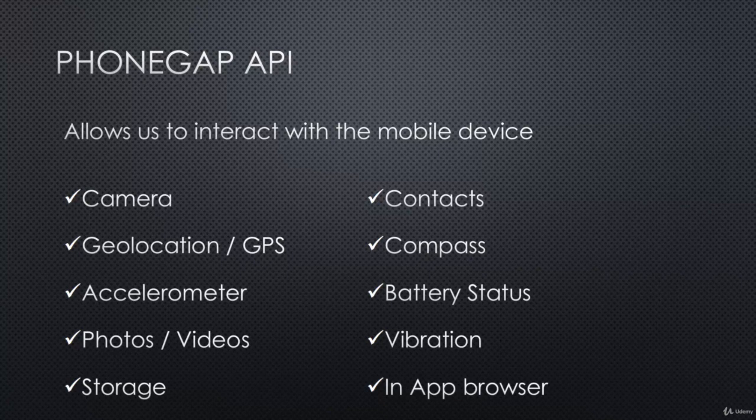We can access photos and videos on the device. We can access and use the device storage, contacts, the compass, the battery status. We can trigger vibration, and we can use the in-app browser. Okay, so these are some of the things that we can do with a PhoneGap Cordova app. Okay, and this is a huge step up from just a regular web app or a mobile website.